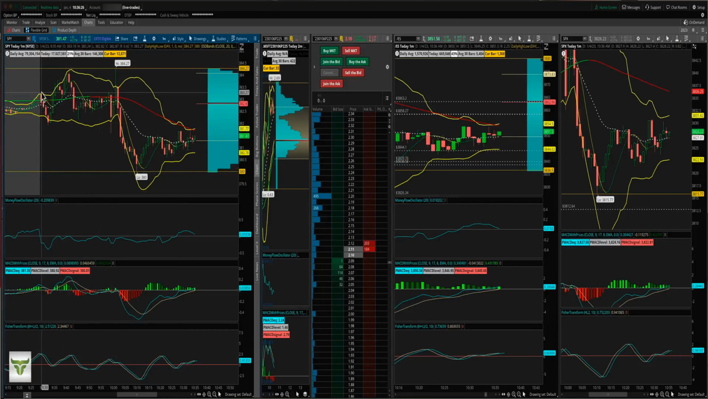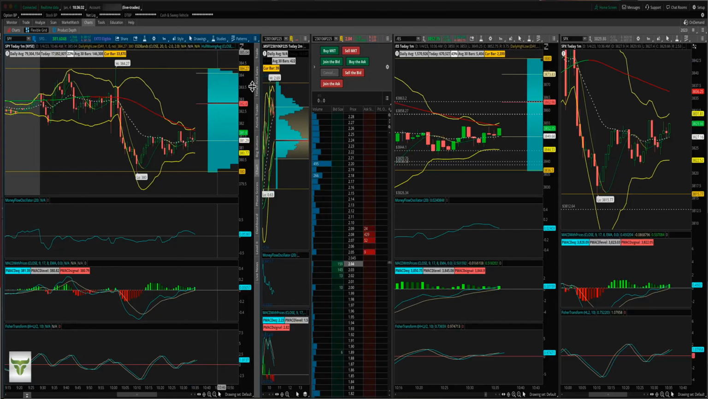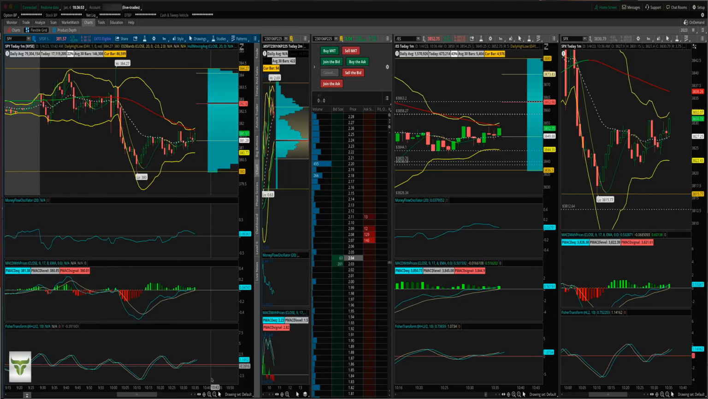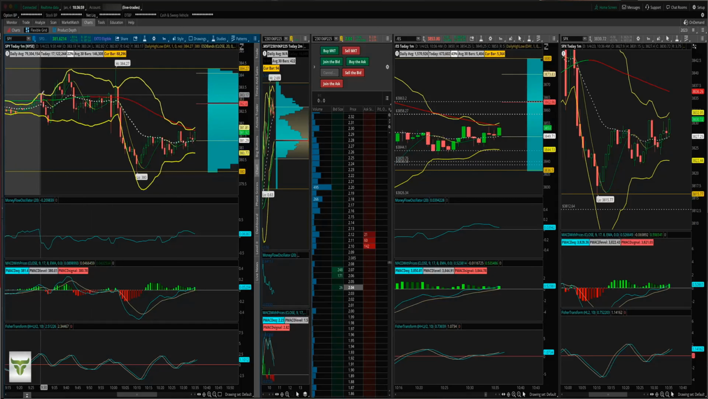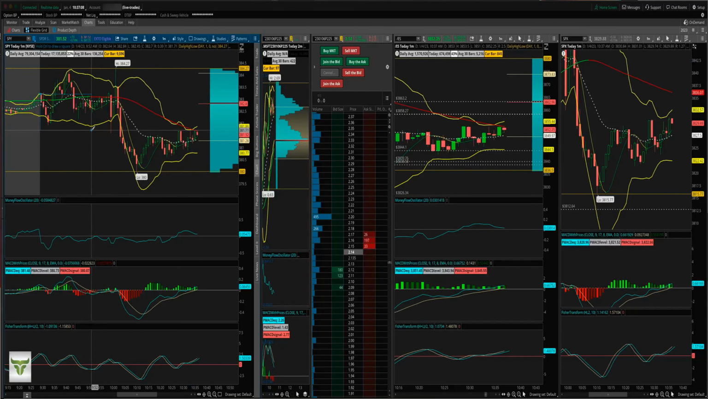Let me draw the volatility box here. And let me see here. Yeah, that would have been a good trade today. Take the SPY as well. Either or, but I figured I'd give you guys a little bit of a break today. 9:45.